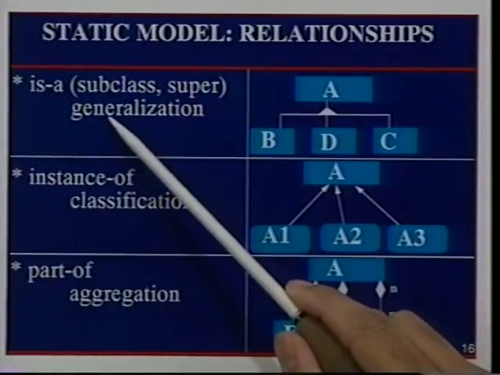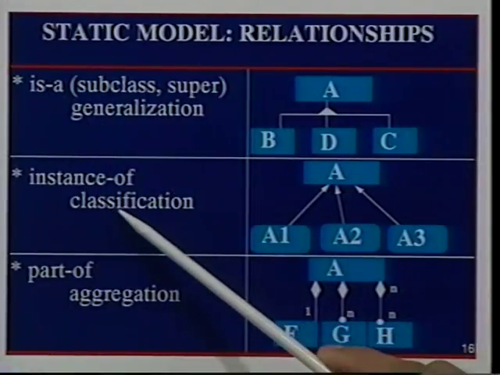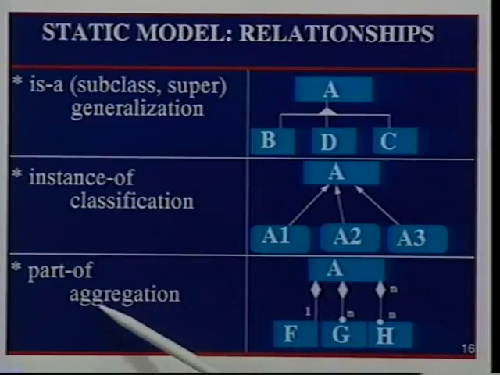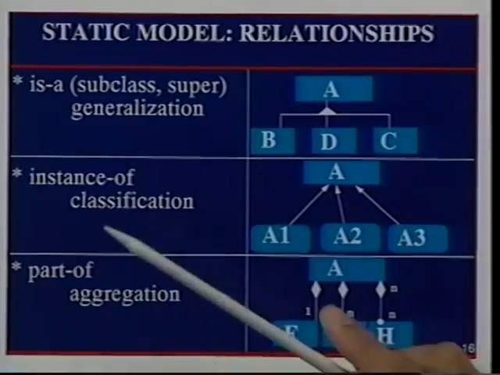Static model. There are several relationships that we talked about before. ISA, which describes generalization; instance of, which describes classification; part of, which describes aggregation or composition. Now, the word aggregation is used in a different sense in some programming languages and databases, where they use aggregation to mean collection objects or set objects. I am going to use aggregation here to mean composition or a part of.